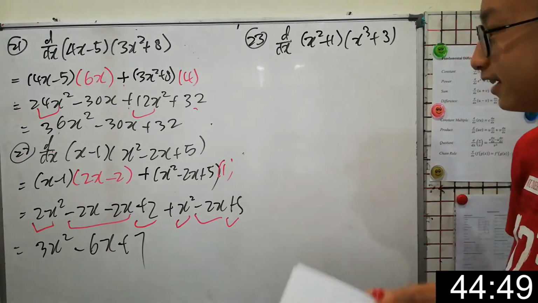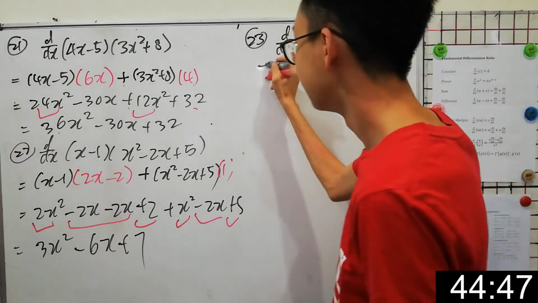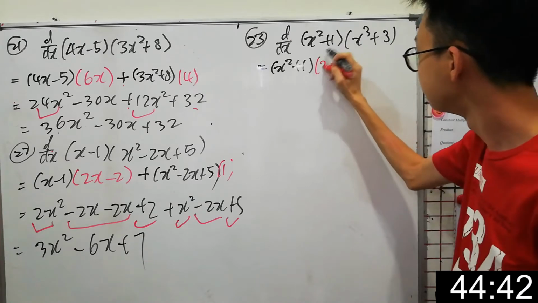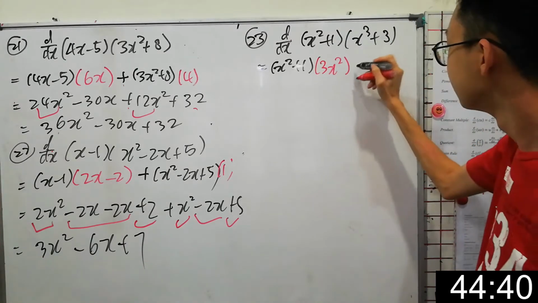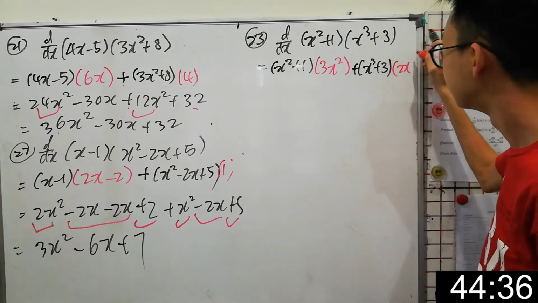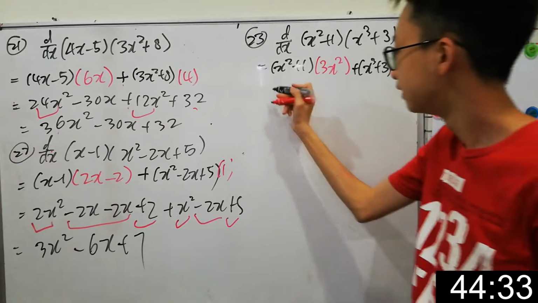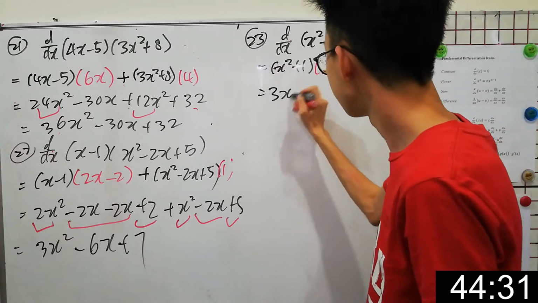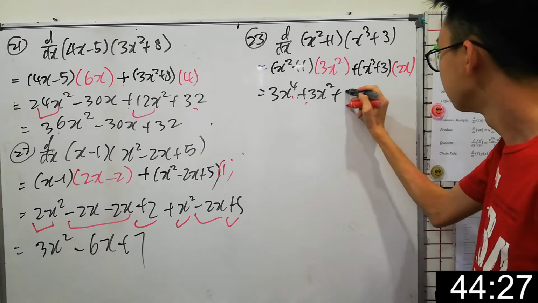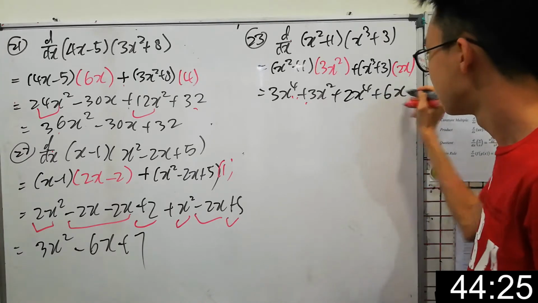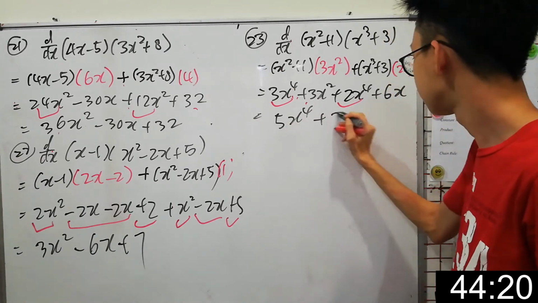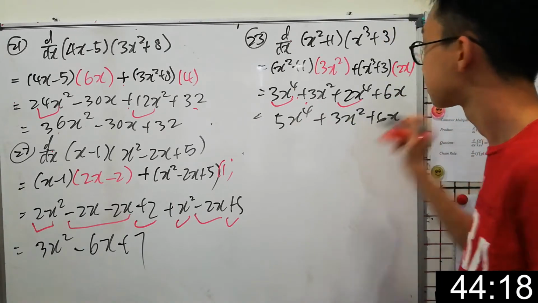Anyway, again we'll use the product rule. You copy the first bracket, then you differentiate the second bracket, plus you copy the second bracket, you differentiate the first bracket, then just expand the terms. This should be 3x to the 4th plus 3x squared, then plus 2x to the 4th plus 6x. Then you group all the like terms. 3 plus 2 is 5x to the 4th plus 3x squared plus 6x.